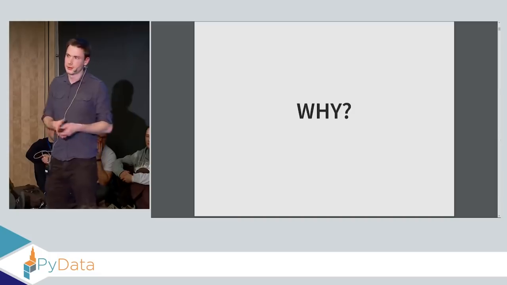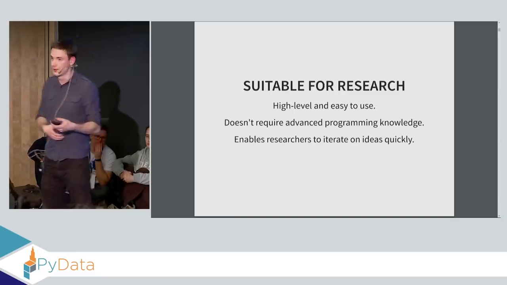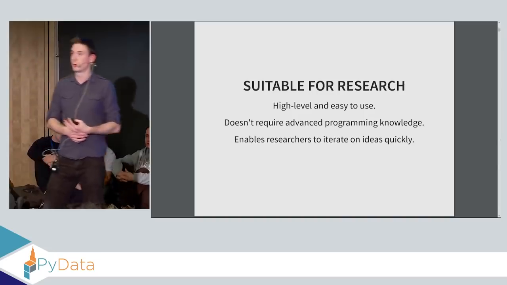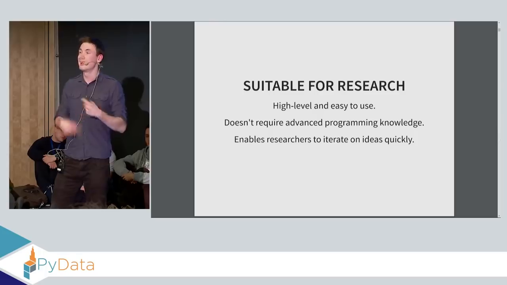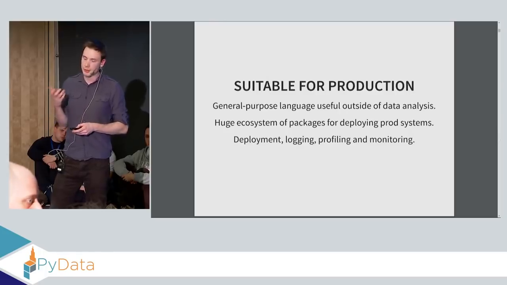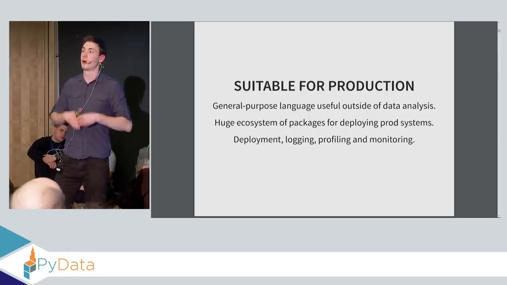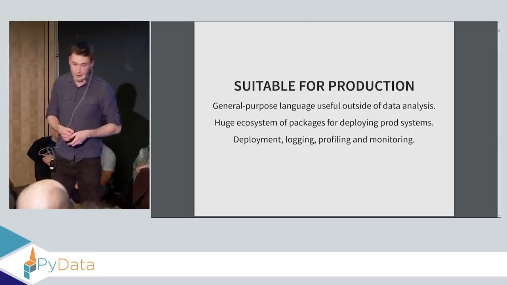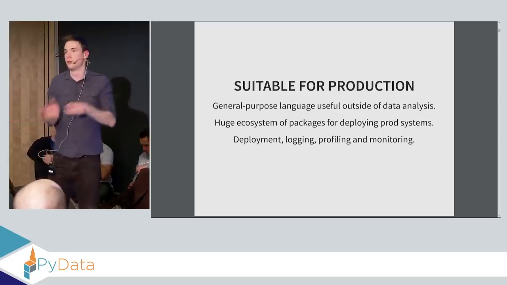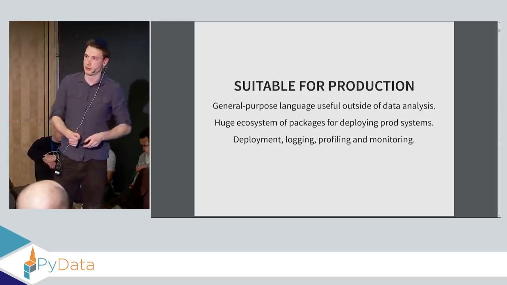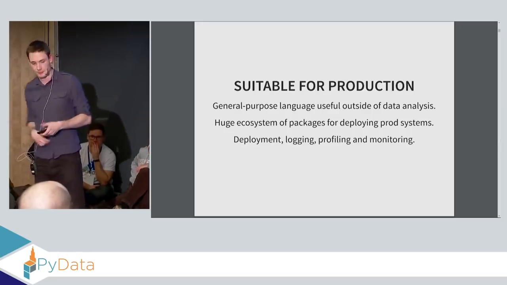And why is this the case? So as many of you know, it's because it's suitable for research. It's high level and easy to use, doesn't require advanced programming knowledge, and it enables researchers to write very complex things very quickly and iterate on ideas very quickly. But unlike a lot of its competitors, like MATLAB, for example, it's also a general purpose language that's useful outside of data science. This means that you can just take your code from research and easily, with very little effort, slot it into a production system, rather than have to re-implement everything from MATLAB in Python, for example.